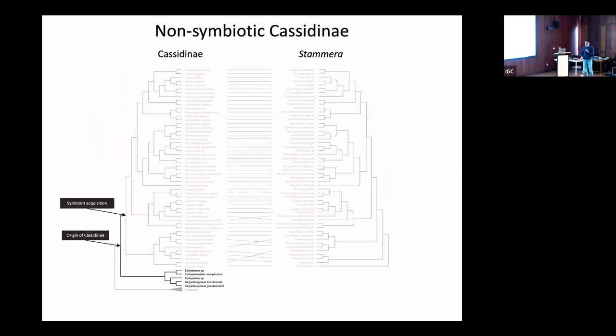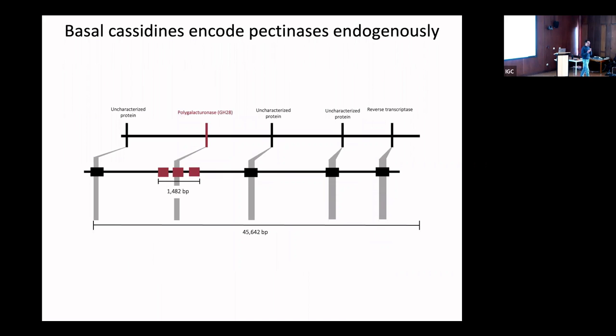And what Marlene found, when she searched for the polyglucuronase in the genome assemblies of the basal cassavants, was that these lineages encode the gene endogenously. They don't need a symbiont. They could express their own polyglucuronase, which begs the question: why outsource such an important function to a symbiont?